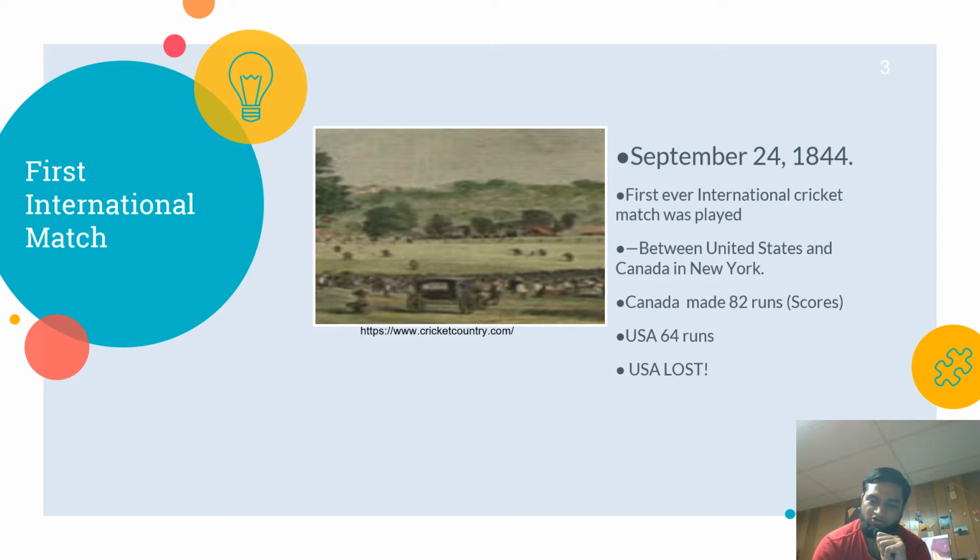Anyway, runs mean score. In cricket it's called runs, and what does it mean? It means score. So Canada made 82 runs, and USA did 64. They were close.